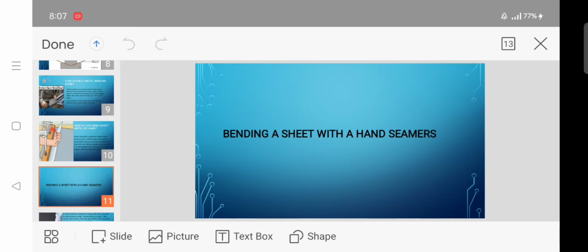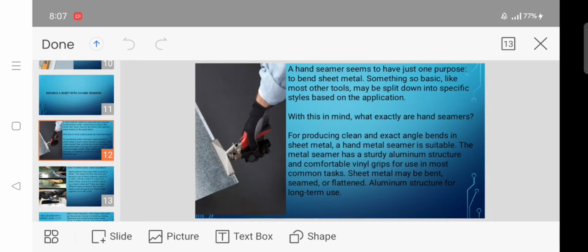Bending a sheet with hand seamers. A hand seamer seems to have just one purpose, to bend sheet metal. Something so basic, like most other tools, may be split down into specific styles based on the application. With this in mind, what exactly are hand seamers?